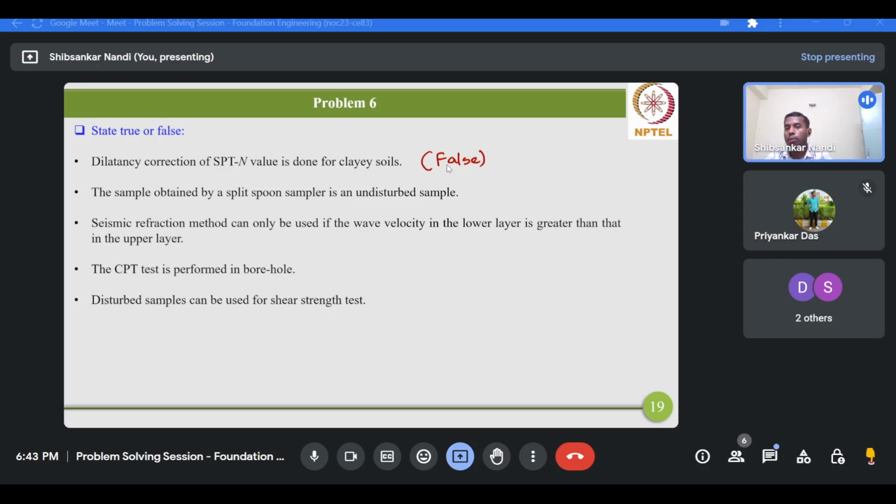Now coming to the second statement: the sample obtained by a split spoon sampler is an undisturbed sample. This is related to the parameter based on which we can conclude whether a sampler will yield a disturbed or undisturbed sample. What parameter do you need to calculate or consider?